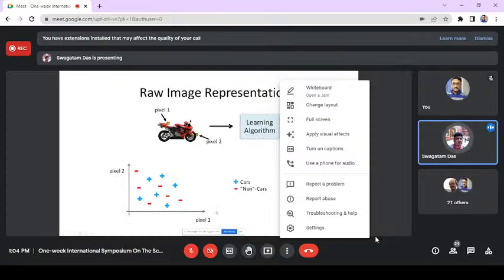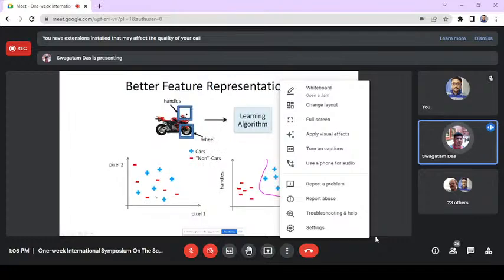Along the x-axis, we are plotting the values of pixel 1, and along the y-axis, we are plotting the values of pixel 2. Now, these two pixels are completely decorrelated. So if I try to plot them in this way, what we end up with is called a khichdi in Indian language. It's a complete mixture, khichdi. So from this mixture, cars and non-cars will have no correlation between these two pixels, and it will not be possible to separate these two classes by a simple classifier.